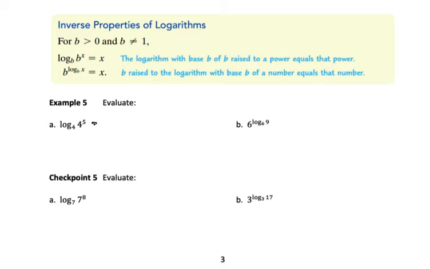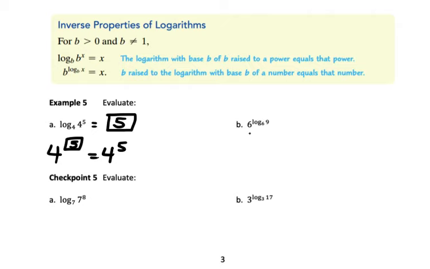So if I think about this in terms of the boxes again, this is saying 4 to what power is equal to 4 to the 5th? Well, obviously, if they're equal, and these are both 4s, then the only exponent that's going to work there is 5. So my answer here would be 5.